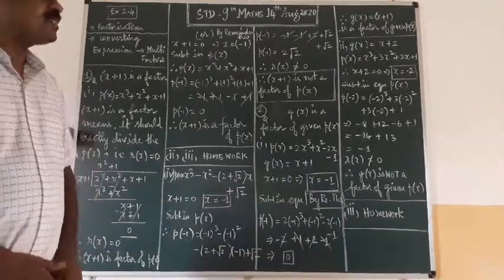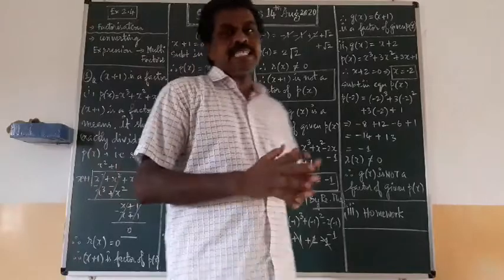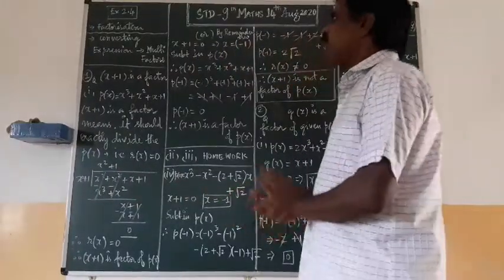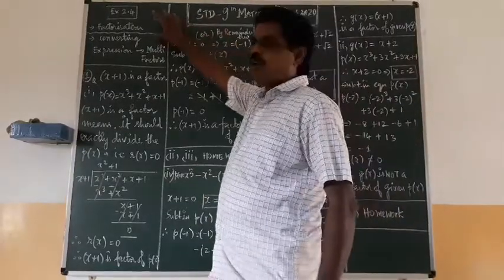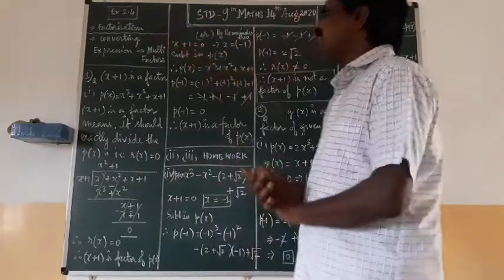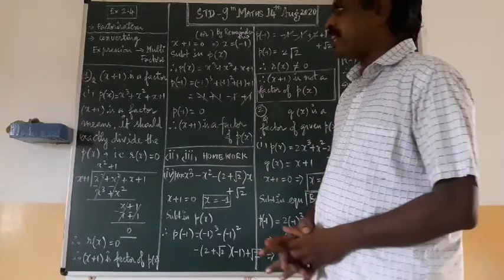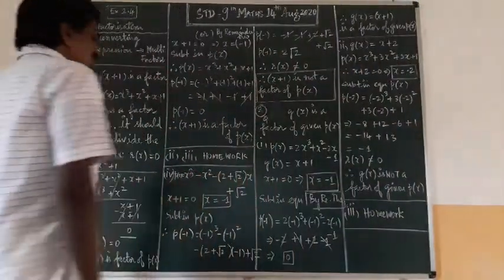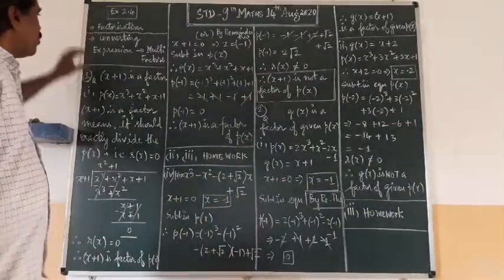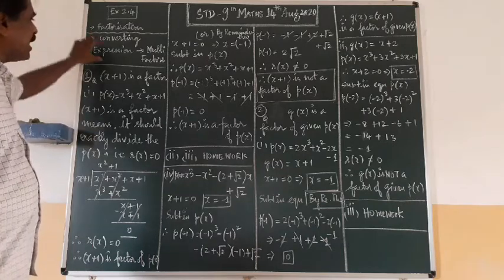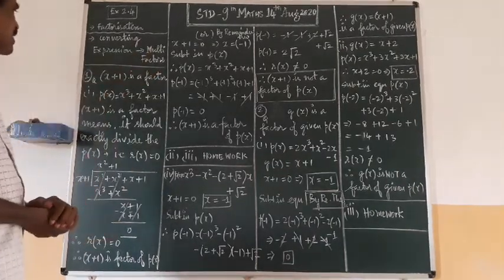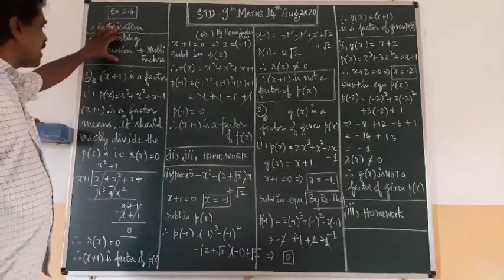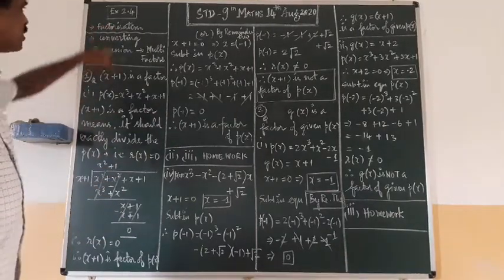Good morning, students. In the last class we completed exercise 2.3, and now we go directly to exercise 2.4, which is about factorization. In 8th standard, you studied a variety of factorization, so based on that we are going to do the problems here. What is factorization? Just converting an expression into multiple factors. Based on this definition, we will do some problems on exercise 2.4.